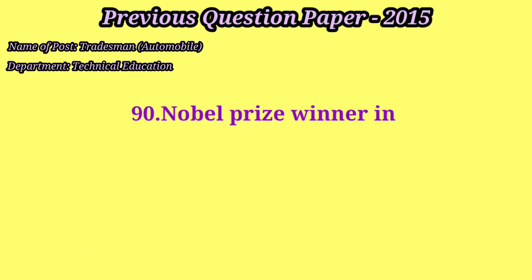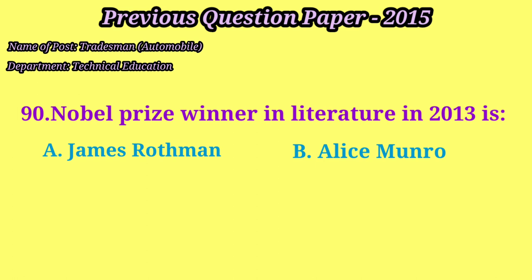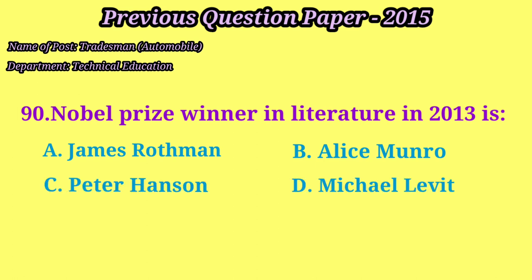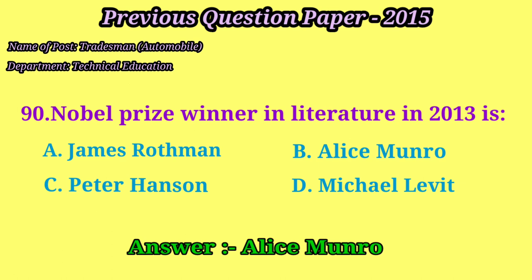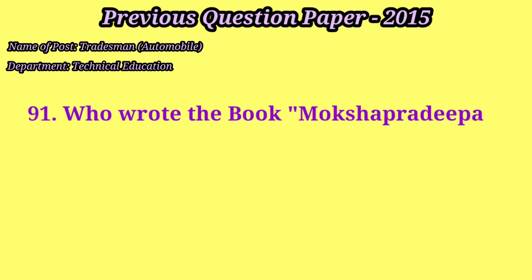90. Nobel Prize winner in literature in 2013 is A. James Rothman, B. Alice Munro, C. Peter Hansen, D. Michael Levitt. Answer: Alice Munro.